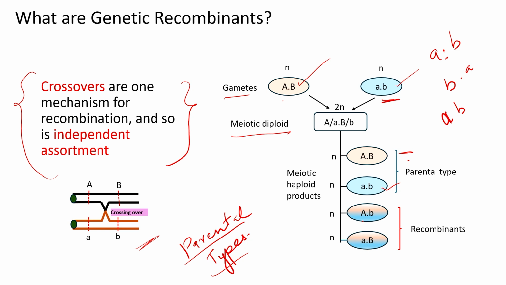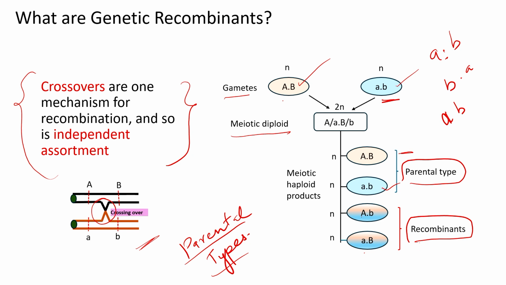And the rest of the two, you see capital A with a small b and a small a with capital B. These are recombinant types, right? Why recombinant? Because crossing over has taken place, and because of this crossing over, an exchange of fragments has occurred, and because of that now capital A is with small b, not with capital B, right? So this is the recombinant type. So this you need to remember always, from this point onward, always you need to pay attention. What are the parental types? What are the recombinant types?